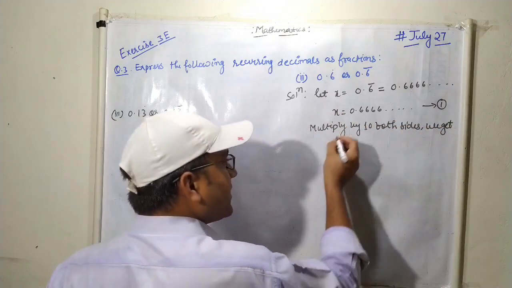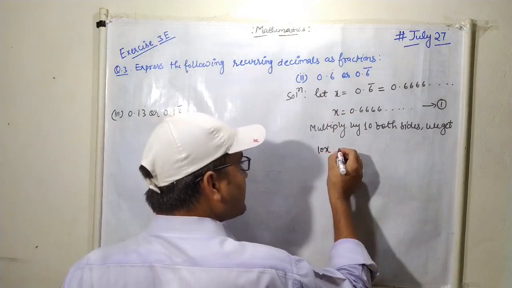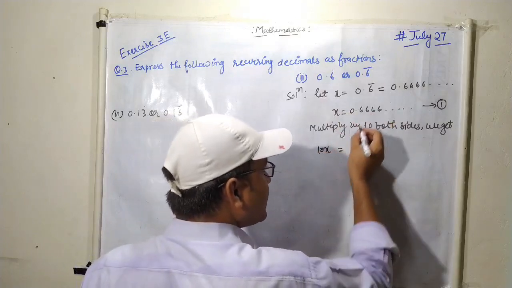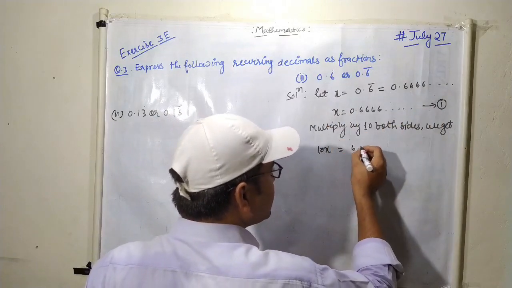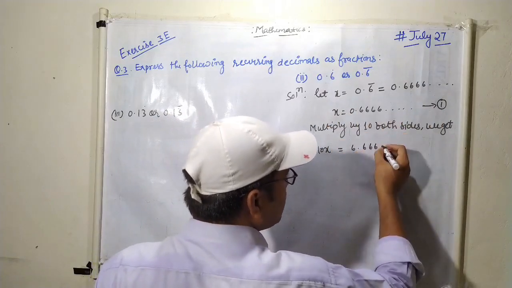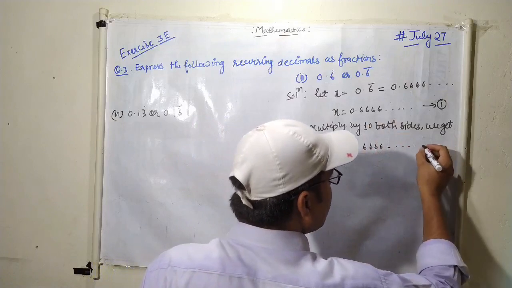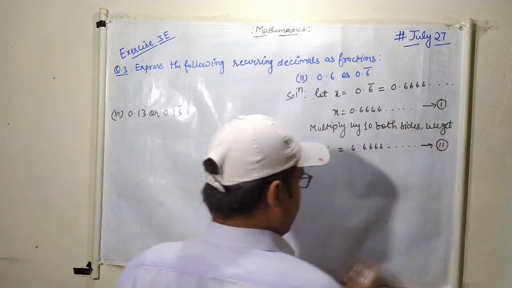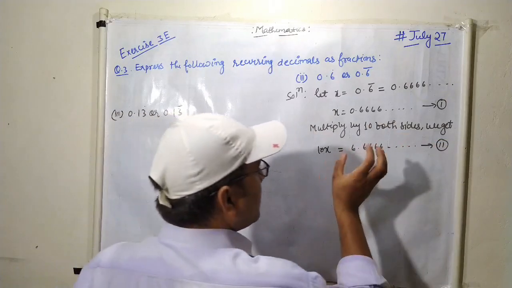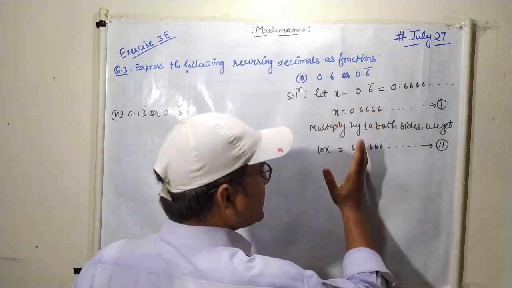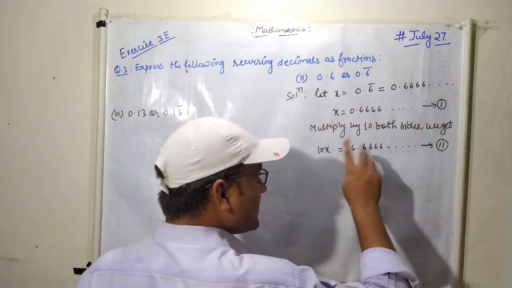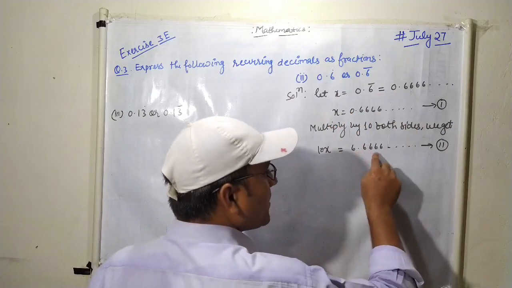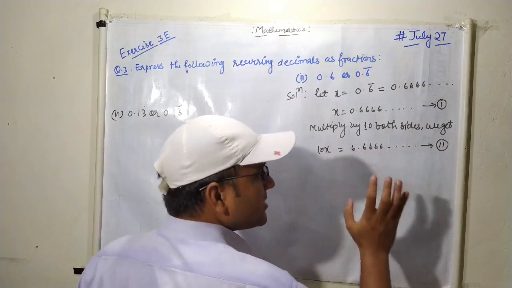Okay, so if you multiply 10 in this x, you get 10x is equal to, if you multiply 10 in this one, 6 comes to this, your point shifted 1 point to the right side, 6.66, because our aim is to make equal decimal points after the decimal number. Here is a 4, 6. So in this second equation also we will make this 4 decimal points.